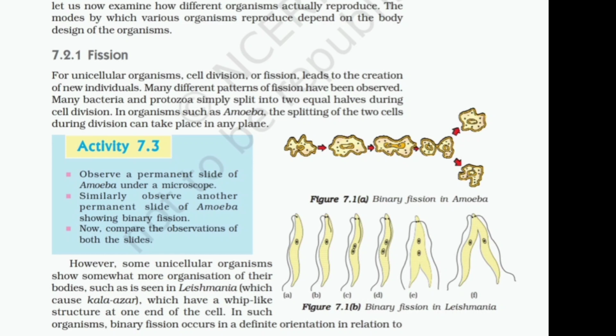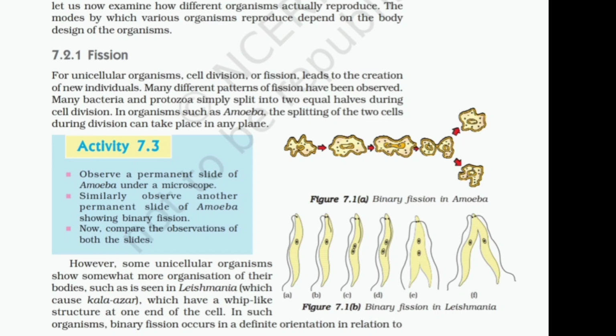Many bacteria and protozoa simply split into 2 equal halves during cell division. In organisms such as amoeba, the splitting of the 2 cells during division can take place in any plane. Activity 7.3. Observe a permanent slide of amoeba under a microscope. Similarly, observe another permanent slide of amoeba showing binary fission. Now, compare the observations of both the slides.